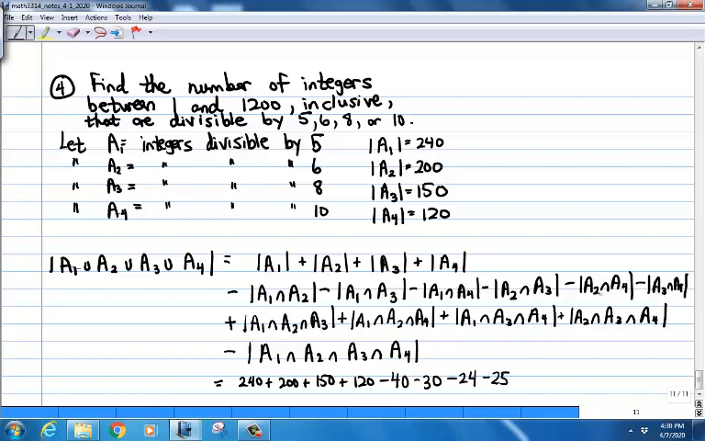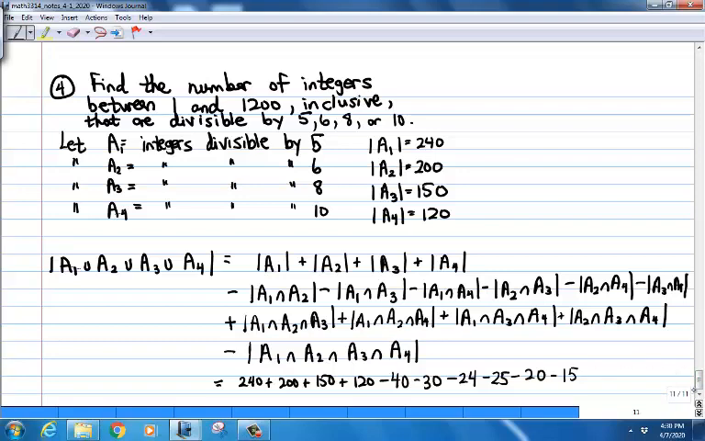And then A2 and A4: numbers divisible by both 6 and 10, so that's divisible by 60, which is 20 of those. And now numbers divisible by both 8 and 10, that's numbers divisible by 80, and I think there are 15 of those. Numbers between 1 and 1200 divisible by 80, there's 15 of those. Wow, lots of arithmetic to do here.